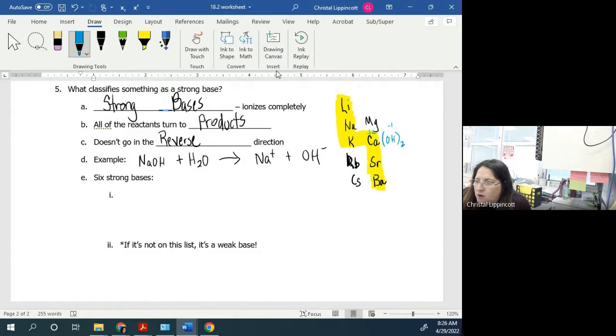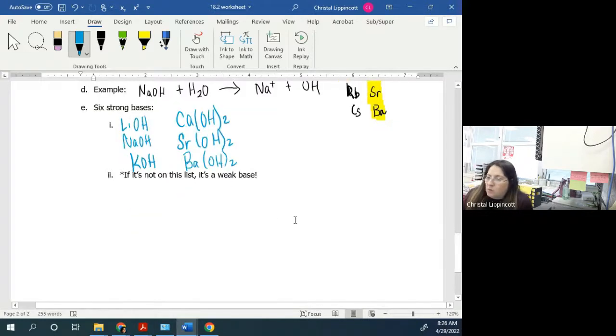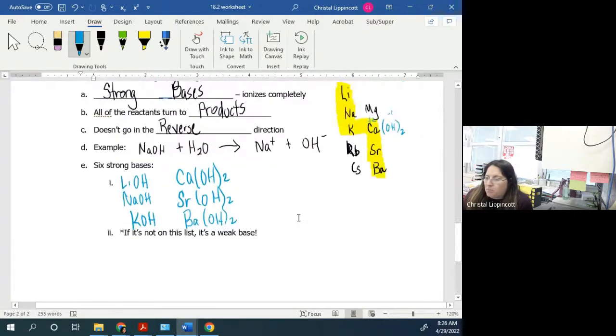So your six strong bases are LiOH, NaOH, KOH, Ca(OH)2, Sr(OH)2, and Ba(OH)2. If it's not on that list, it's a weak base. Cool. Okay, so those are your notes for today.